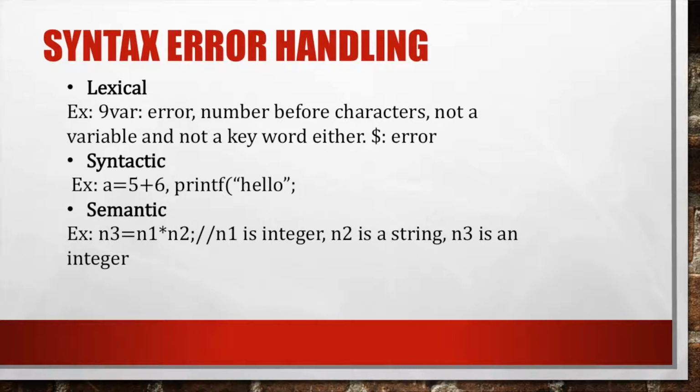Next is the semantic error, such as an operator applied to an incompatible operand. In this example, n3 equals n1 multiplied by n2. n1 is an integer, n2 is a string, and n3 is an integer also. Converting an integer into a string in an instant is not possible. Next is the logical error, such as an infinitely recursive call and unreachable code. Examples for these are infinite loops.